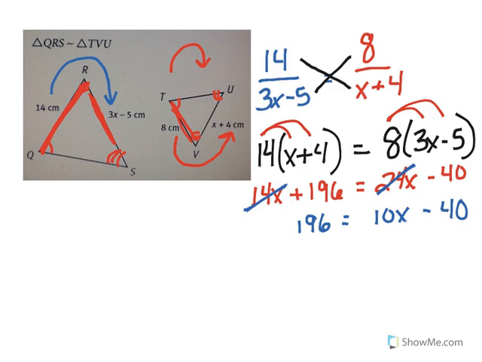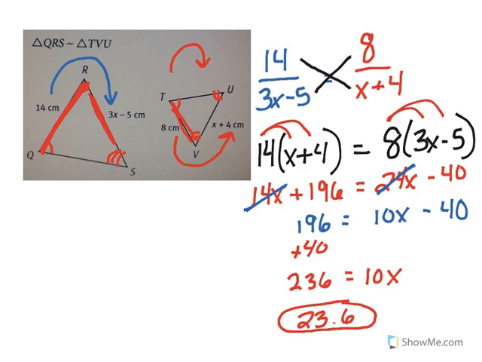Isolate the 10x by moving the 40 over. And we get 236. Divide by 10. Another nasty number, but I think I did the math right. So there's how you do it with expressions on both sides.